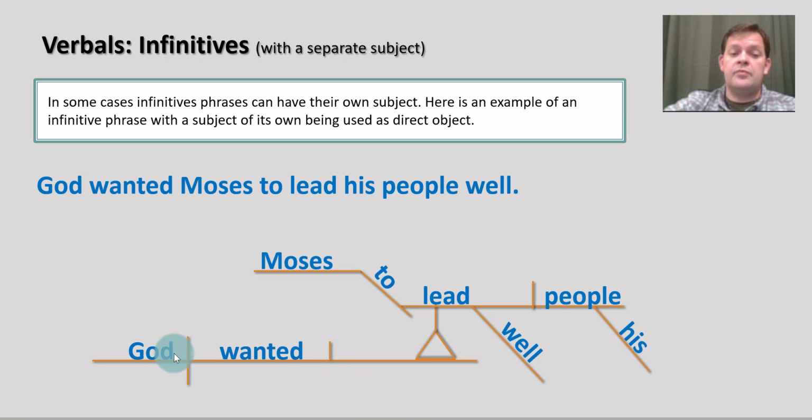So here would be an example. "God wanted Moses to lead his people well." Here's an example where you actually have a subject for the infinitive and an object for the infinitive. So these infinitives can be problematic in that they can have many different parts added on to them.